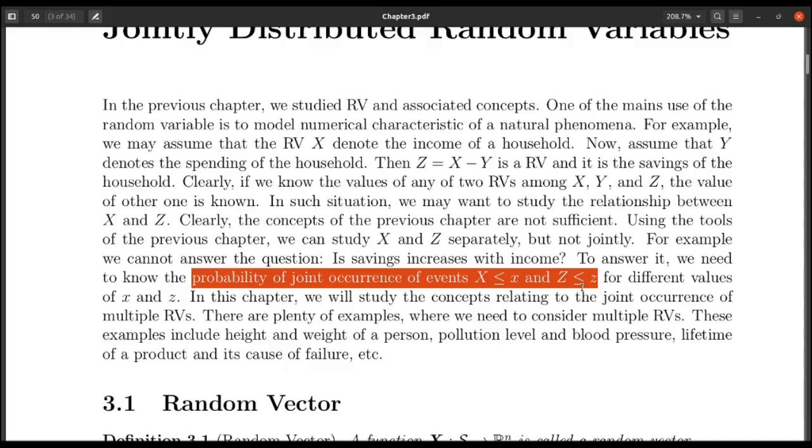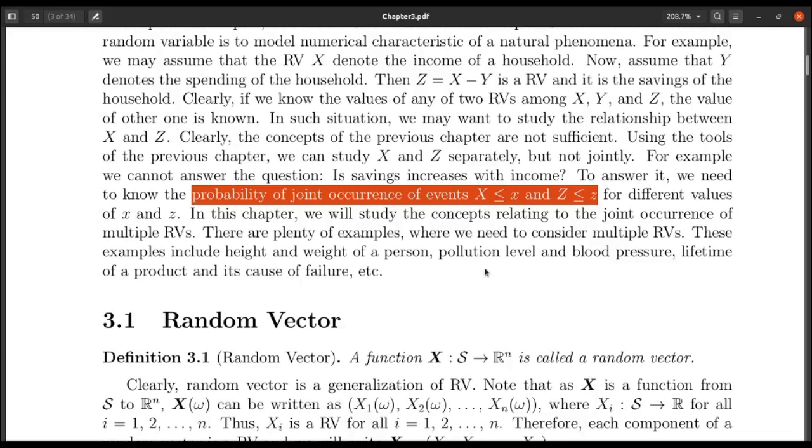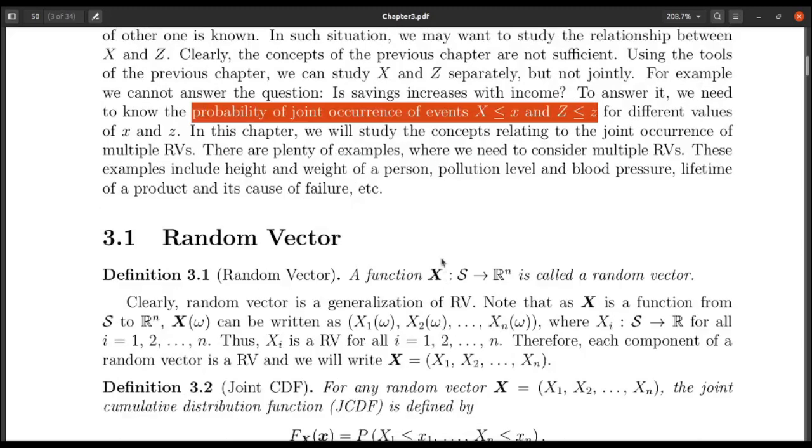When we try to do this, I need to think about multiple random variables, because I have two random variables in this case, X and Z. You see that the random vector fits in this case, because I can think of it as a function from the sample space to R^2.